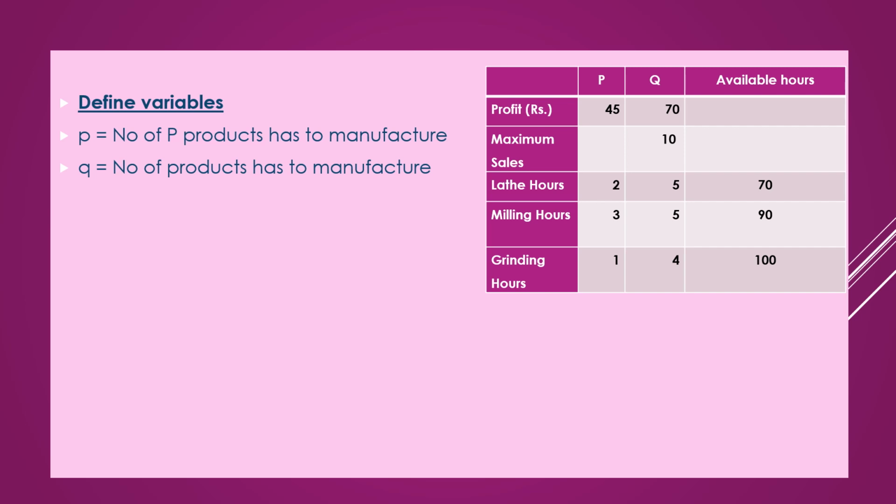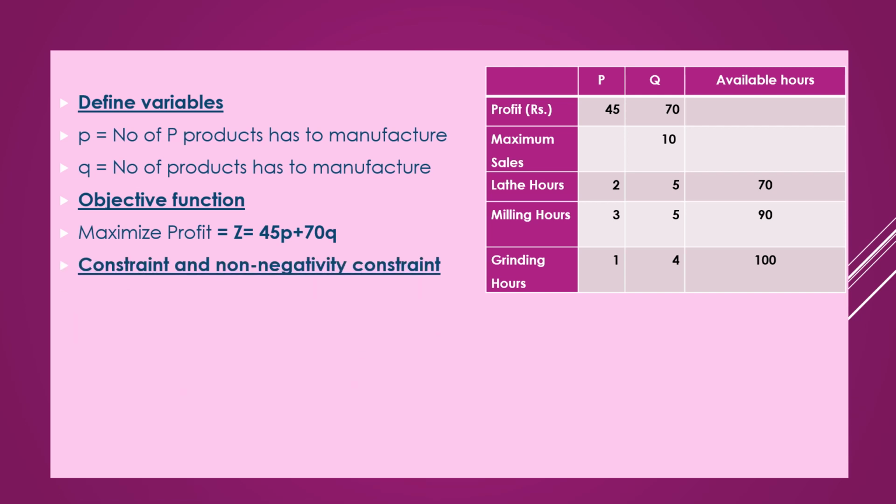And now let's focus on the objective function. In the question, it's clearly mentioned the objective is to maximize the profit. Therefore, we have to maximize the profit, which is denoted by Z, with the combination of P's profit into number of units, which is 45P, as well as Q's profit into its quantity. Therefore, the total will be 70Q. Now let's move on to the constraints.